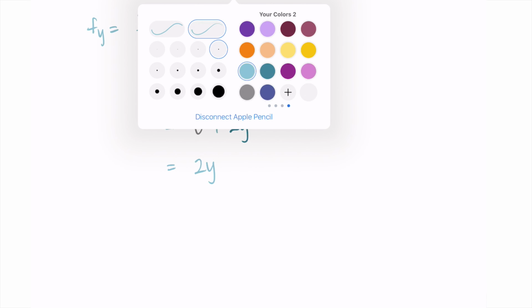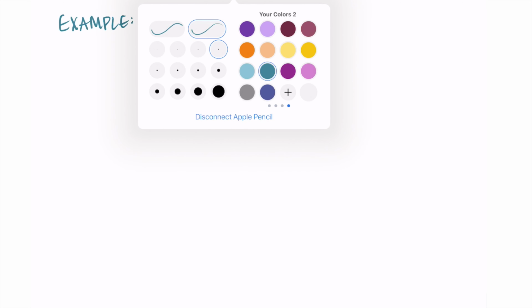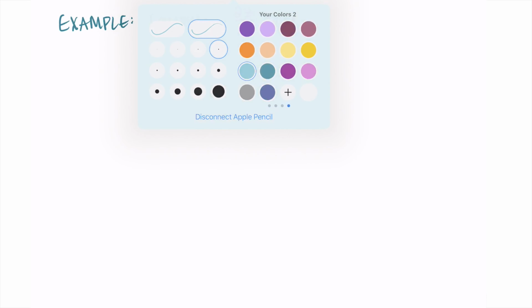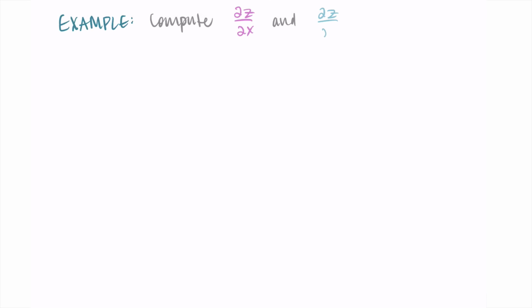Okay, let's wrap up with one more example. This is also a function we've already seen. So we're going to compute the partial derivatives. Let's do the derivative of z with respect to x, and we'll do the partial derivative with respect to y. And here we're going to do z is equal to negative 2x minus y plus 3.